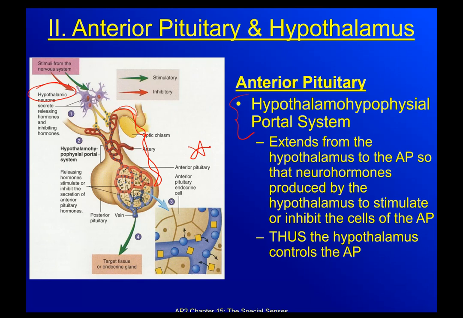But pretty much it's this little bundle of capillaries that extend from my hypothalamus up here down to my anterior pituitary here. So what that means is the hypothalamus can release neurohormones that travel along this little bundle of arteries to get down here to affect the cells that are within that anterior pituitary. So what does that ultimately mean? This. The hypothalamus controls the anterior pituitary. The anterior pituitary doesn't do anything unless the hypothalamus tells it to do it.